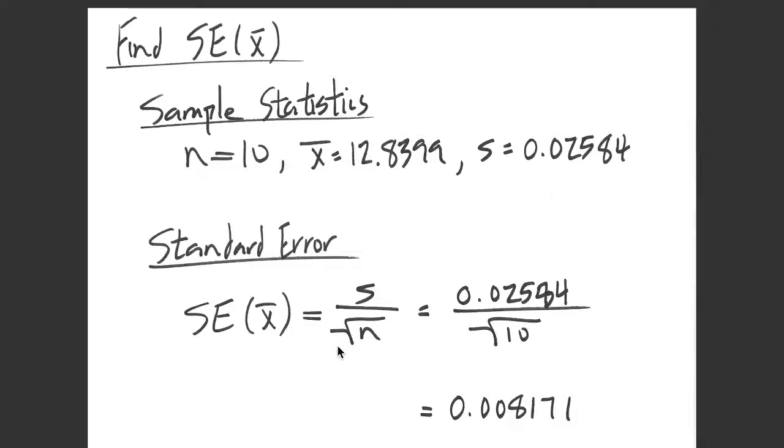So to compute the standard error, that's just your sample standard deviation divided by the square root of the sample size. So that would be our 0.02584 divided by radical 10. You just grind that out on a calculator. It turns out to be 0.008171. So what we're saying here is that we estimate that sample averages of size 10 will vary with a standard deviation of about 0.008, about 8/1000th of an ounce.